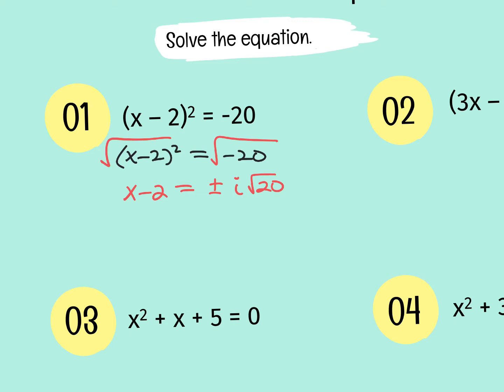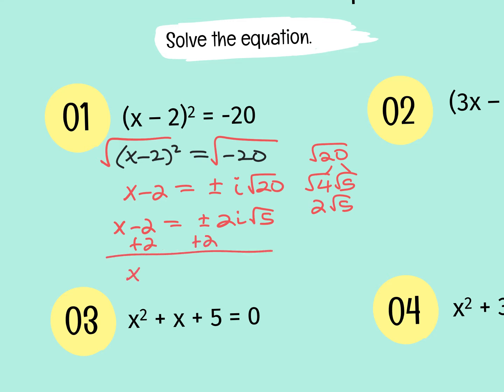However, I need to break down the 20 because I need to leave it in simplest radical form. So let me go ahead and do a factor tree for 20. I'm going to do 4 and 5. You could do 2 and 10, but you got to keep going. 4 is a perfect square, so it becomes 2 radical 5. So now I have x minus 2 equals plus or minus, and actually I'm going to put it as 2i radical 5. I need to add the 2 to isolate x, and my final answer, x equals 2 plus or minus 2i radical 5. And you're done.